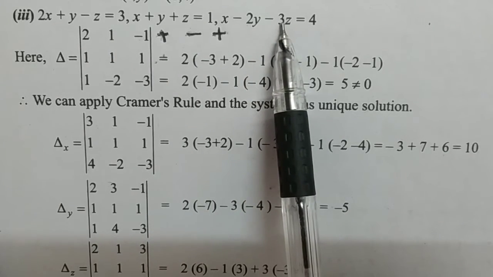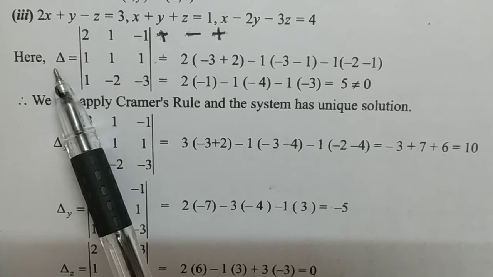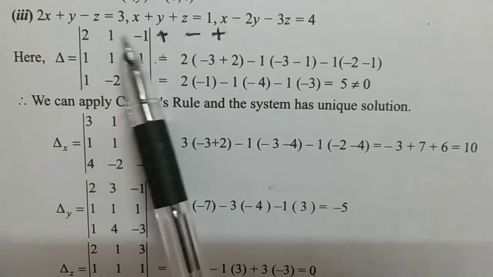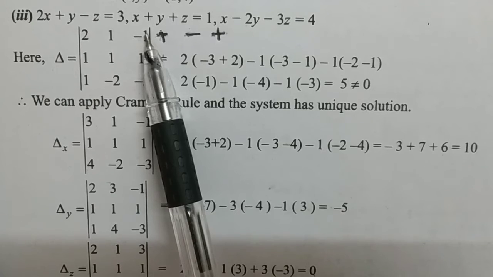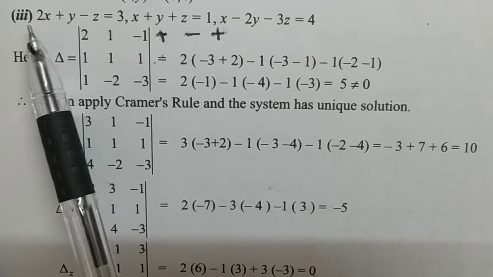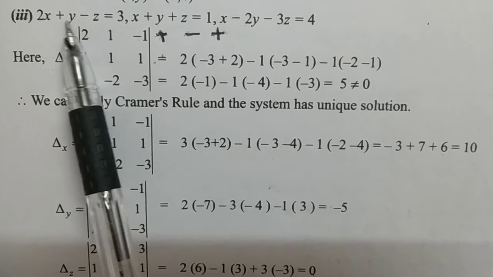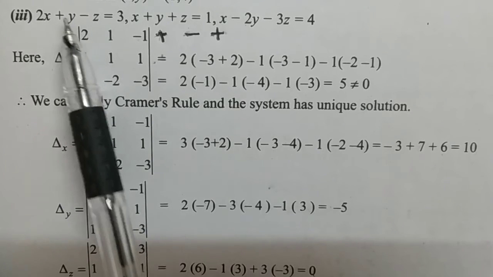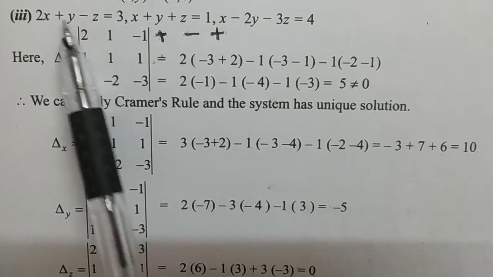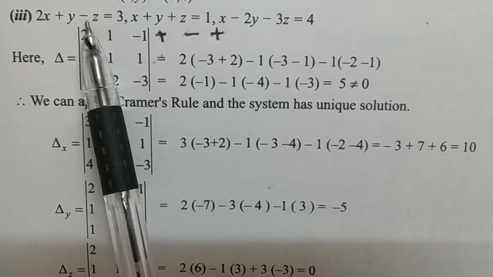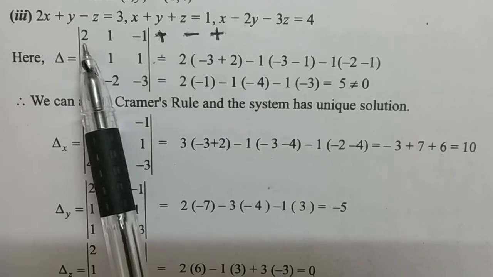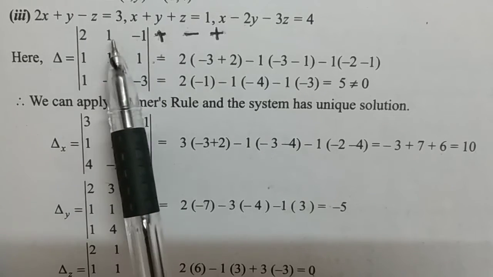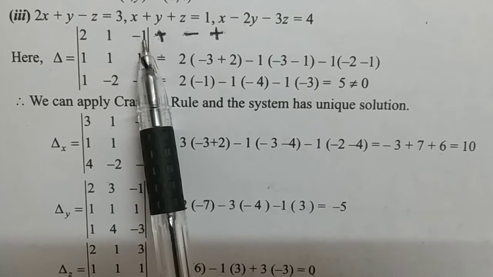So first, find the value of delta. How do we find the value of delta? In the first row, write the coefficients of x, y and z. The coefficient of x is 2. The coefficient of y is 1. Where there is no number, what is the value? It is 1. The coefficient of z is minus 1. So the first row is 2, 1, minus 1.